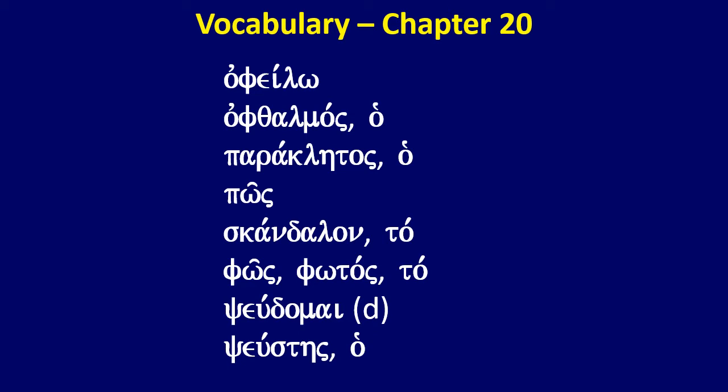The next word is phos or photos. Again, it's neuter with the article to. And you see both spellings there for the nominative and genitive case. And this is the word for light. Of course, just think of photo, photosynthesis, and so forth. The next word is pseudomai, and this is a verb. And you'll notice that it's deponent. And this is the term that means I lie or I deceive. And related to that is the noun form below it, pseustes, ho pseustes, and that's the term for a liar. And that's it for our vocabulary words for this lesson.